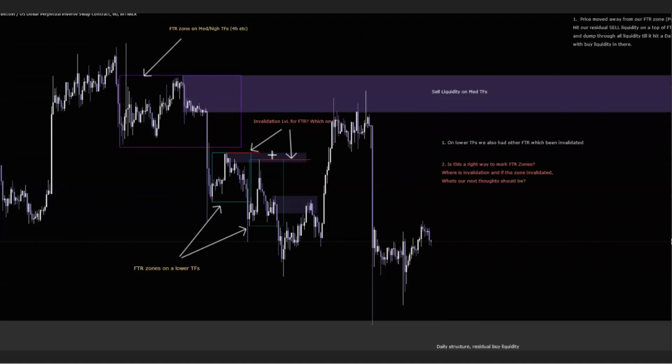Let's see. Okay, and this is another good example of how the higher time frames take priority. Because although you've got low time frame bearish FTRs forming in here, price has hit daily liquidity here, and so you can expect a deeper retrace. So when price hits daily liquidity, it will blast through low time frame structures like this until it hits some more substantial liquidity, areas of liquidity which are visible on the higher time frames.